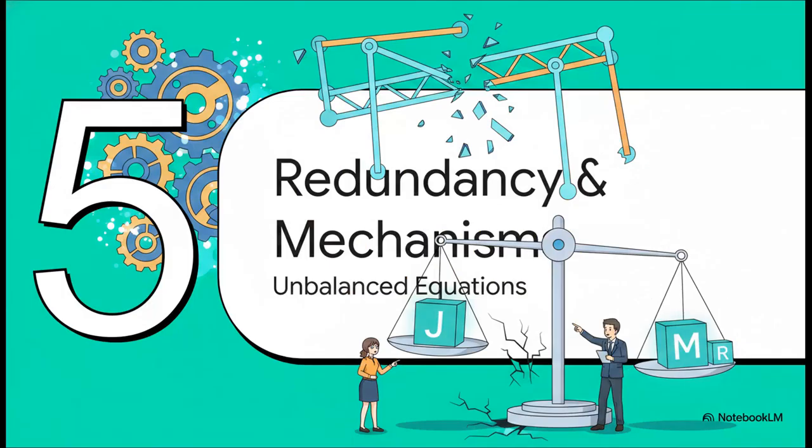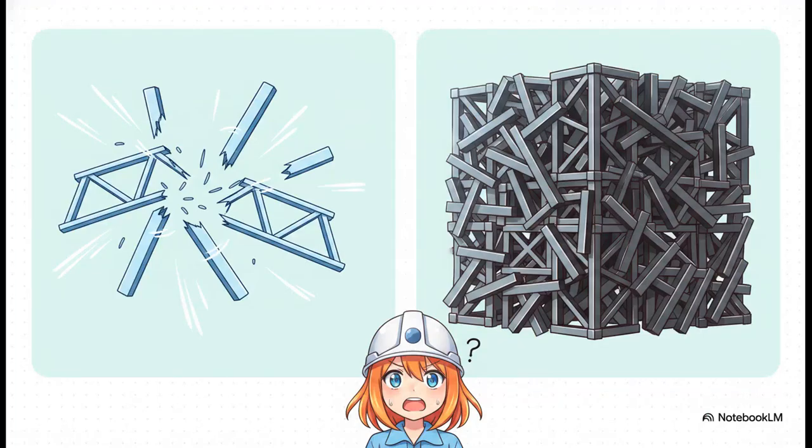Which leads us to our final part, Section 5, redundancy and mechanisms. So, we have the magic equation for a perfectly stable truss. 2 times the joints equals the members plus the reactions. But as naturally inquisitive learners, we have to ask, what happens when we test a real-world design and the 2 sides of that equation just don't match up perfectly? Well, if the equation is perfectly balanced, you're good. You have a safe determinate structure.